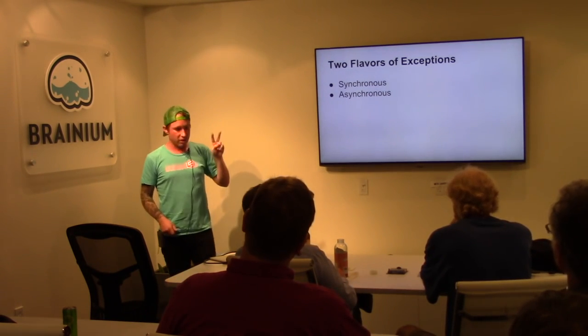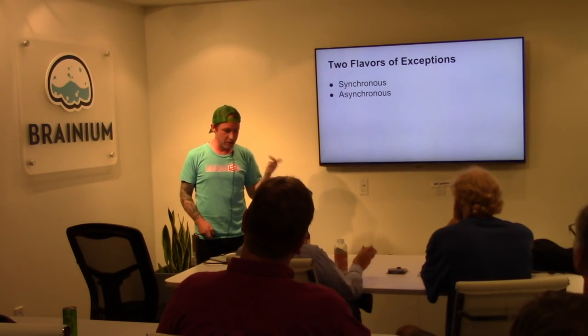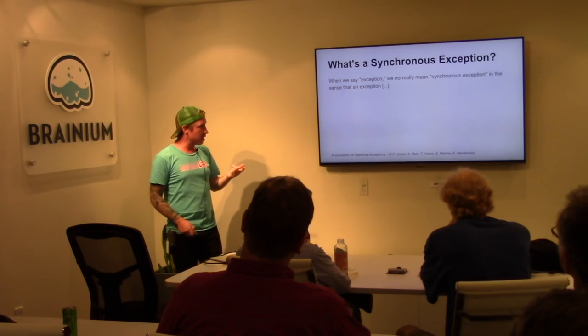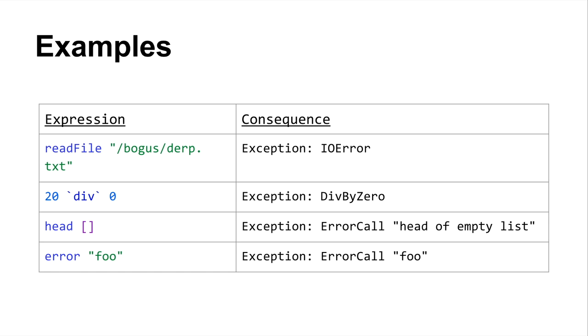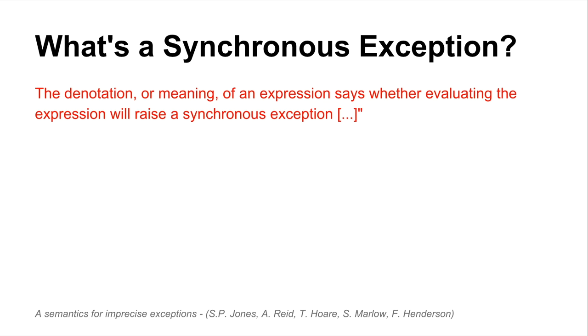Okay, so two flavors of exceptions. I touched on this: synchronous exceptions and asynchronous exceptions. Synchronous exceptions are the class of exceptions that you're probably used to dealing with in other programming languages. You write the try-catch block around it, you evaluate some statements, and some exception pops out, you catch it. It's a way of signaling an out-of-band failure. Some examples: reading a file and passing it a bogus path, you're going to get an IO error. 20 divided by 0, you're going to get divide by zero. Taking the head of an empty list, etc.